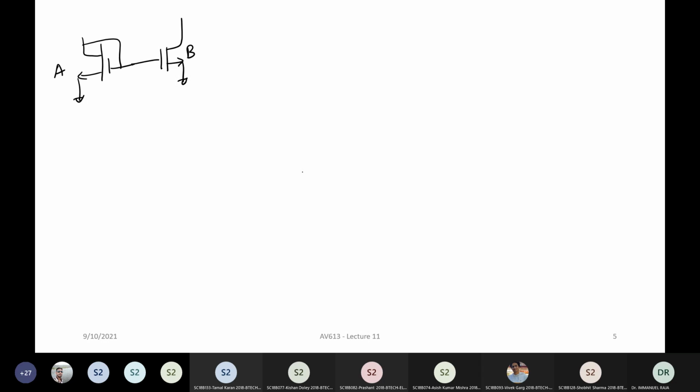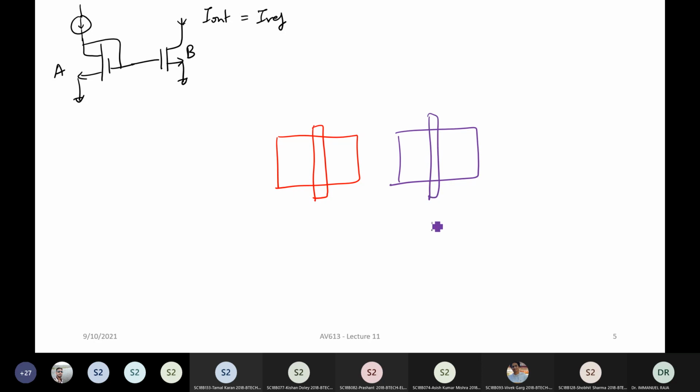Now, let's assume you want both to have the same current. You have a certain IREF coming here and you expect Iout to be equal to IREF. The way you would do a layout, I have shown you in one of the previous lectures. So this is your transistor A and this is your transistor B.